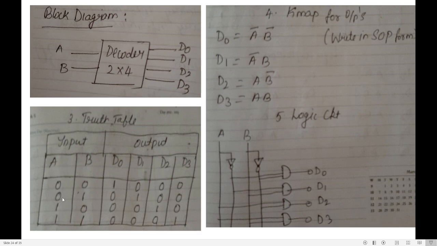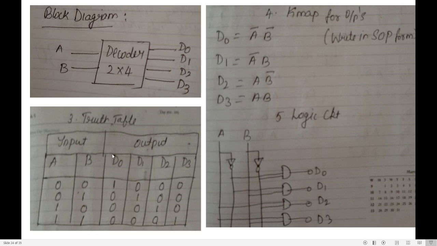If A and B is 0, 1, D1 will be high. Rest will all be low. If A and B is 1, 0, D2 will be high, rest will all be low. When A and B is 1, 1, that is 3, then D3 will be high, rest will be low or 0. Clear? This is how you need to fill the truth table. 0, D0 will be 1. 1, D1 will be 1. 2, D2 will be 1. 3, D3 will be 1, rest will be 0. So you will get diagonal ones for a decoder.